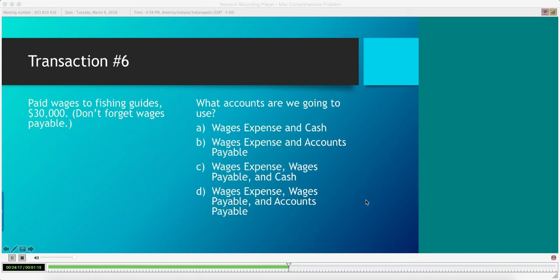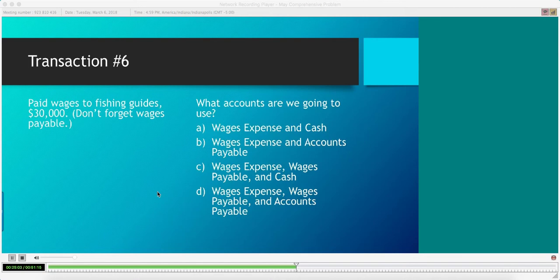This is a very lovely one that probably about 99% of the students miss. You paid wages to fishing guides of 30,000. Don't forget wages payable. So, what accounts are we going to use? Or what do you think we're going to use? Exactly.